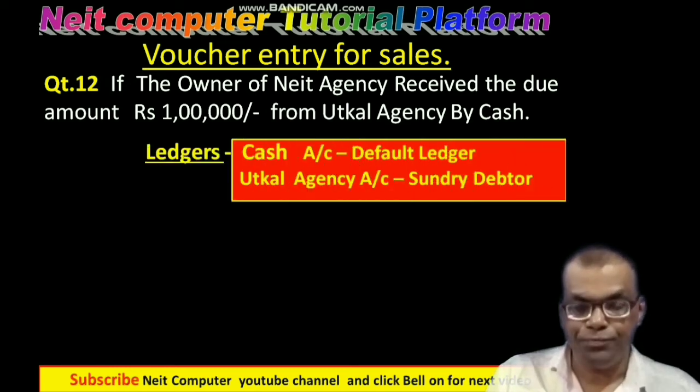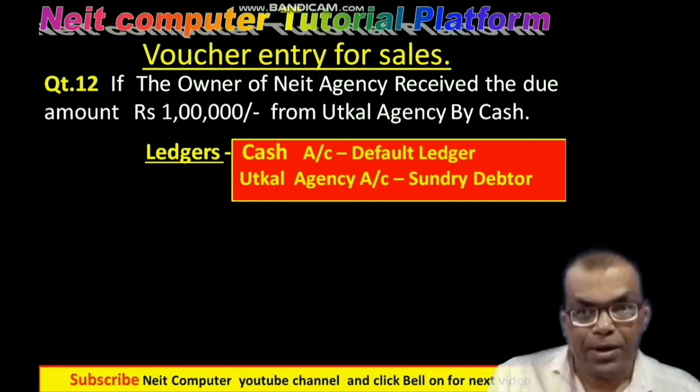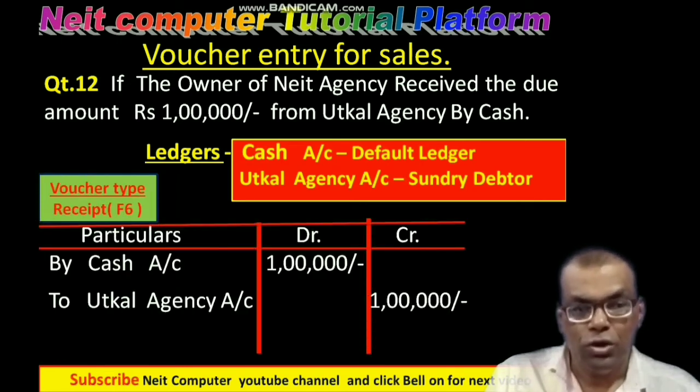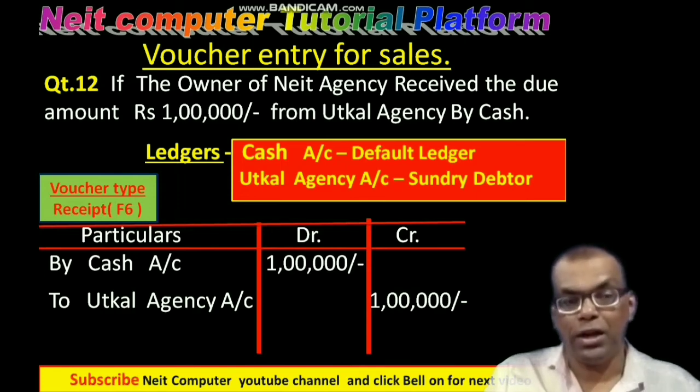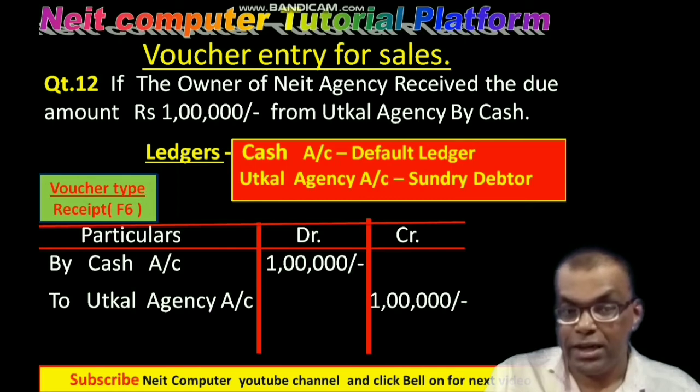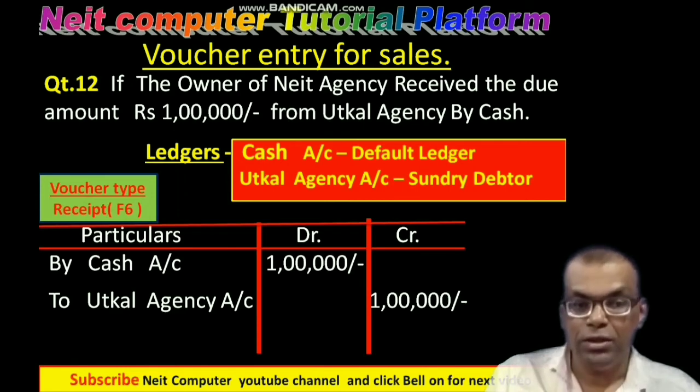In my previous question, Utkal agency paid by check, but according to this question, Utkal agency paid by cash. So for this case, what ledgers do you need? One, there must be a cash ledger. It is a default ledger. We don't have to create it. And another is Utkal agency, that is Sundry debtor, because we have sold to it.